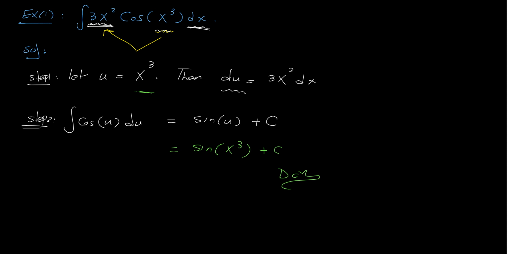Let's cover another example. Let's integrate 5x squared cosine of x cubed. This example is very similar to the previous one. The only difference, in the previous example we integrated 3x squared cosine of x cubed. Now we have 5x squared instead.